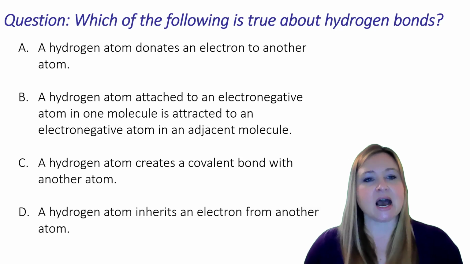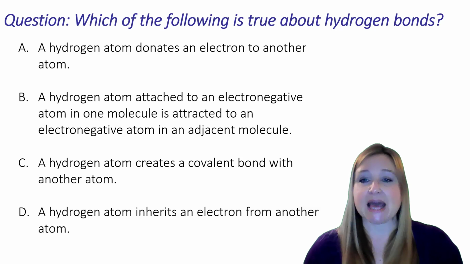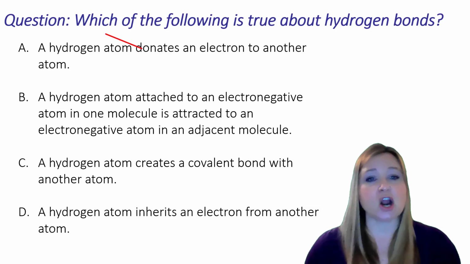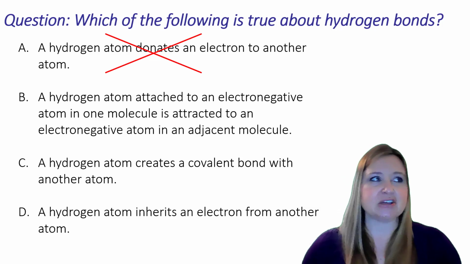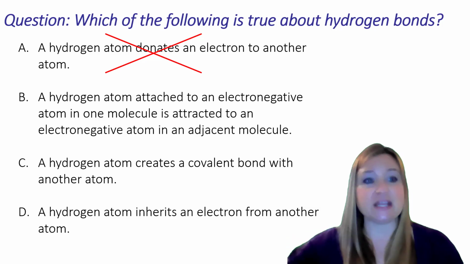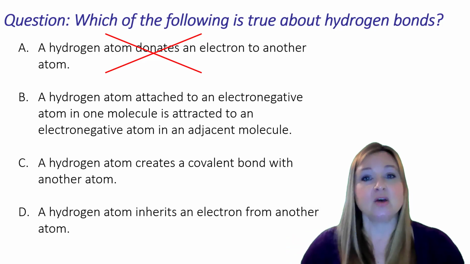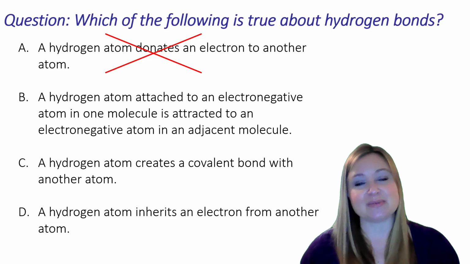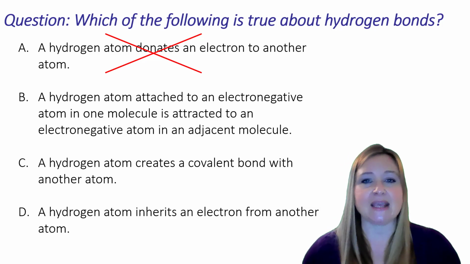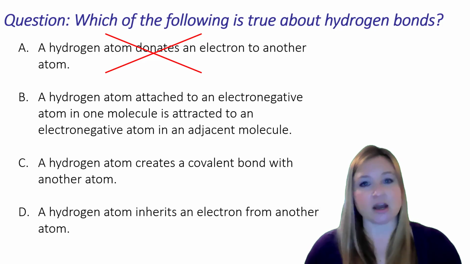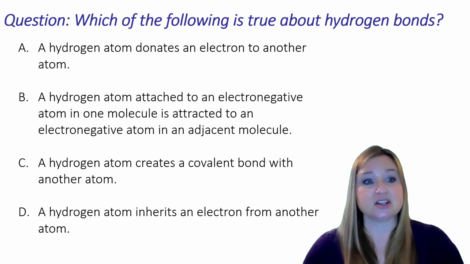Okay, A says a hydrogen atom donates an electron to another atom. Does that happen in a hydrogen bond? The answer is no. There are no electrons given from that hydrogen atom. And in fact, if we think about hydrogen atoms giving or donating electrons to another atom, well, that's what happens if hydrogen participates in an ionic bond. Okay, so that first statement A is talking more about ionic bonds, not hydrogen bonds. Let's look at the second one.